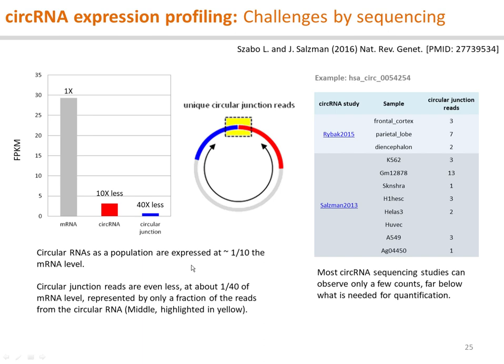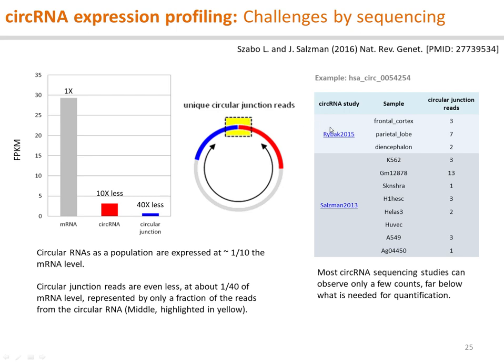The fundamental difficulty of using RNA sequencing for circular RNA profiling is the low abundance of circular junction sequences for sequencing coverage. On average, circular RNAs as a population are expressed at about 1/10 of the average mRNA level. Out of the read sequences of a circular RNA, only the circular junction spanning fragments are accounted for circular RNAs, which is even less at about 1/40 of the average mRNA level. The sequencing does not tell whether other regions of the body sequences are from linear or circular RNA.